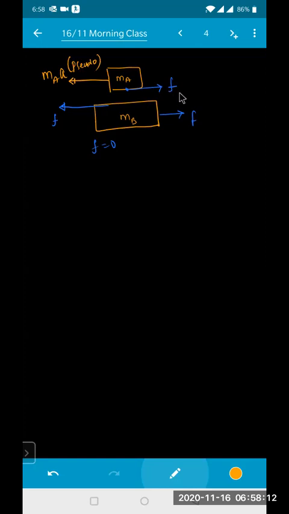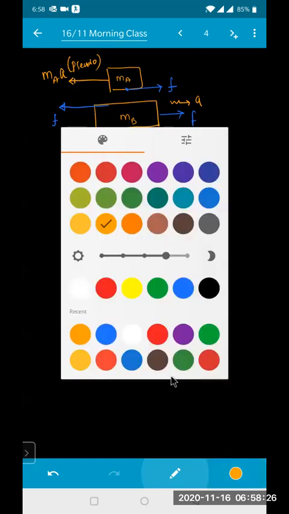So if this body is moving in the front direction with acceleration A, the same equal and opposite acceleration will act on your small m A. In which direction? Opposite, backward direction. So pseudo force has acted on this. Now see, I'm writing the cases.